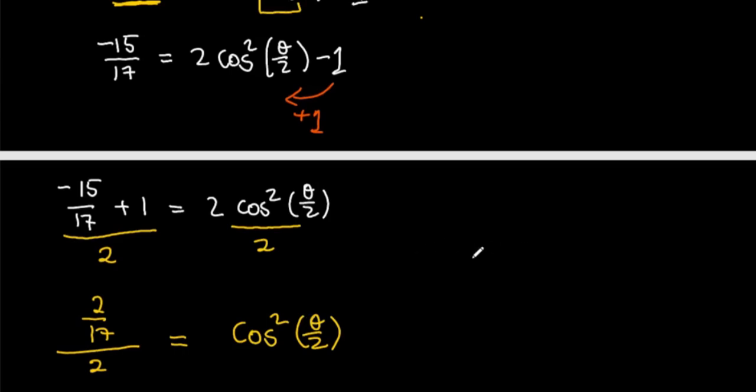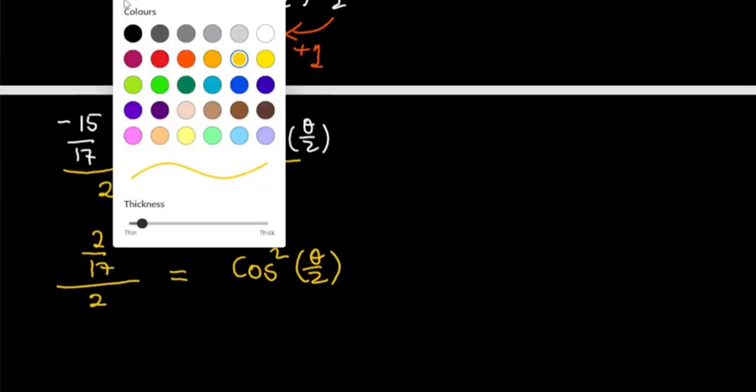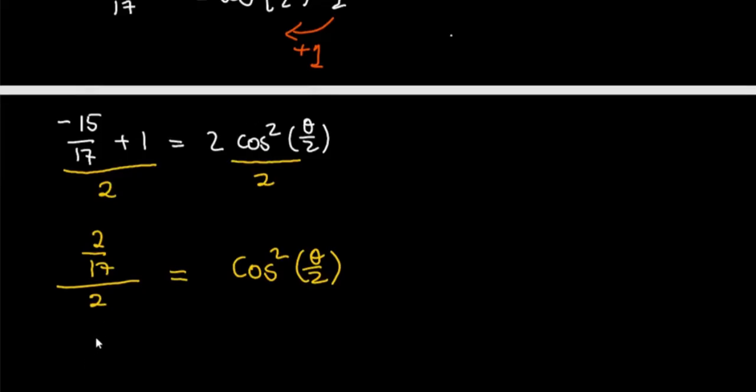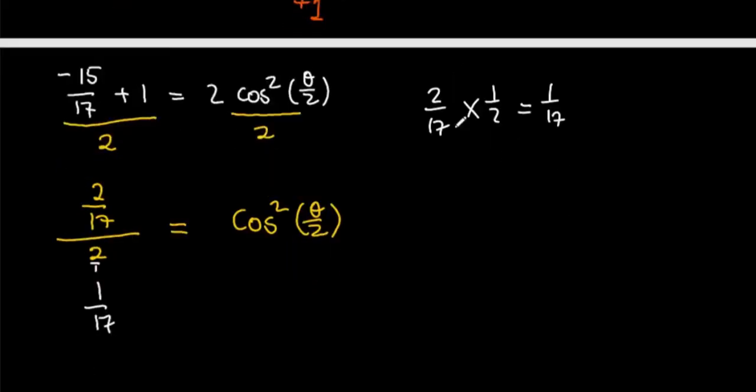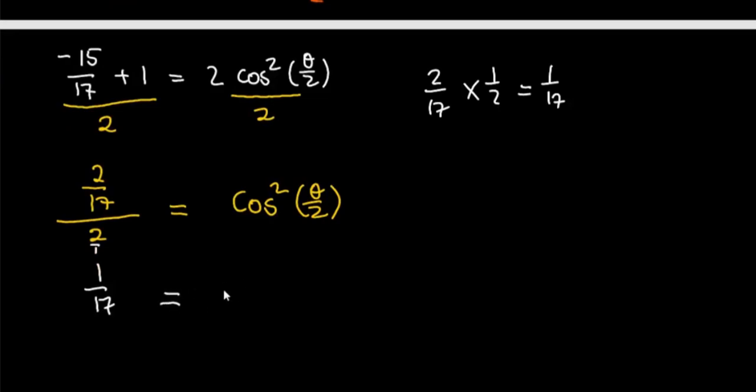So to complete our mission, let us work on the top part. We know that this will give us 1 over 17. Where is that coming from? If I have 2 over 17, I can change the division into multiplication and find the reciprocal of the 2, which is 1 over 2. You can see that the 2 cancels, and we are left with 1 over 17. So now everyone understands where the 1 over 17 is coming from. Let's equate this to the cos squared of theta over 2.